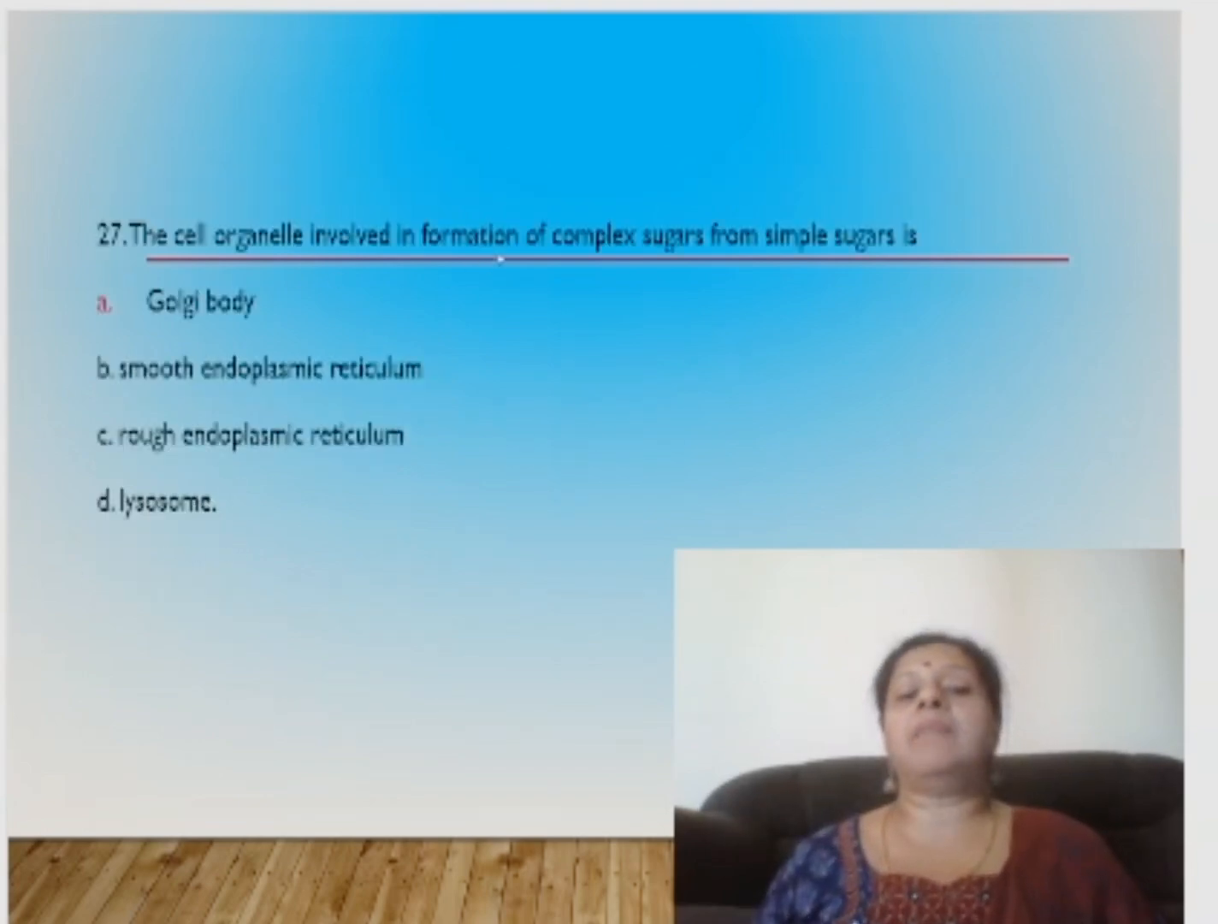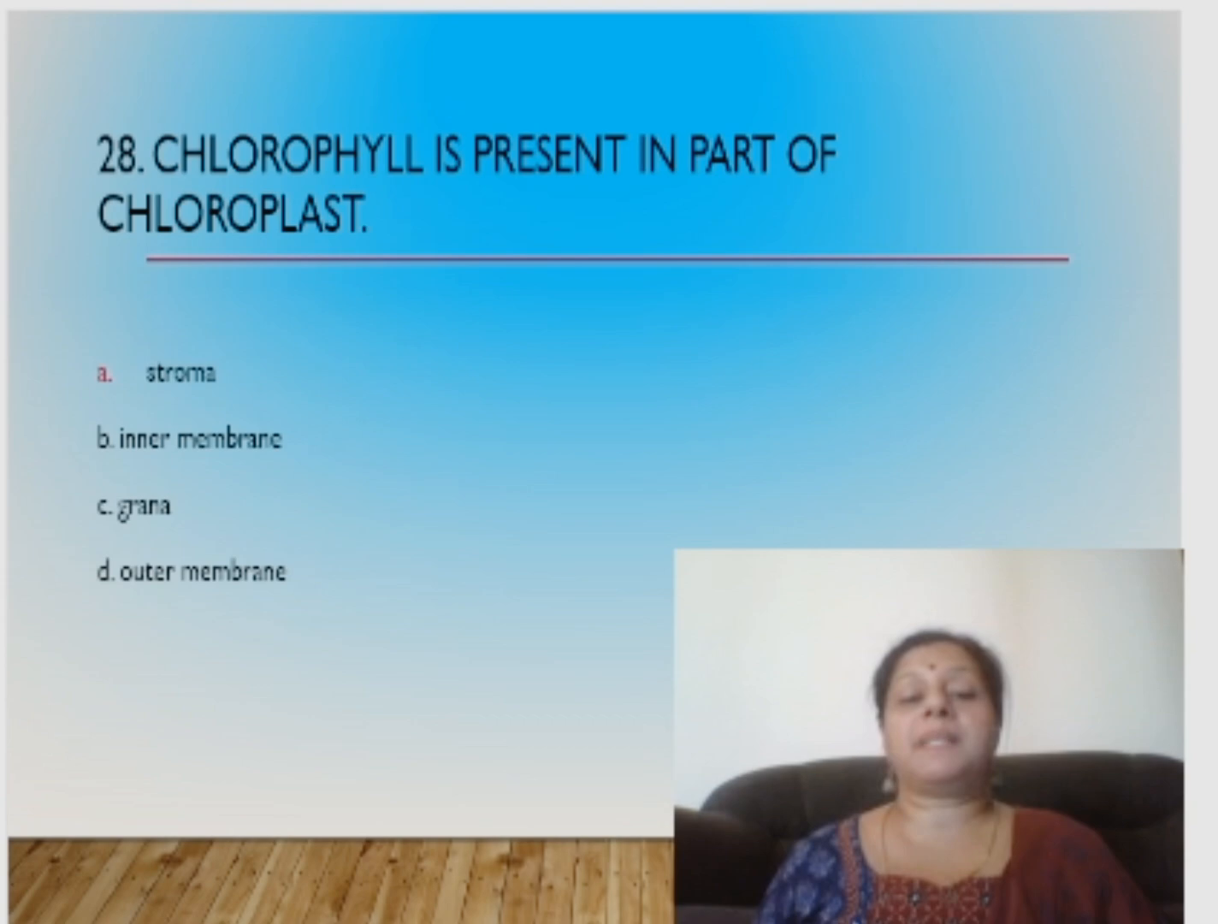The cell organelle involved in the formation of complex sugars from simple sugars is Golgi body. Chlorophyll is present in part of chloroplast called a grana, because inside the chloroplast there are thylakoids. Many thylakoids are arranged as a stack called a grana. Plural of granum is grana. Inside this, what will be seen? Chlorophyll. So here the answer is grana.